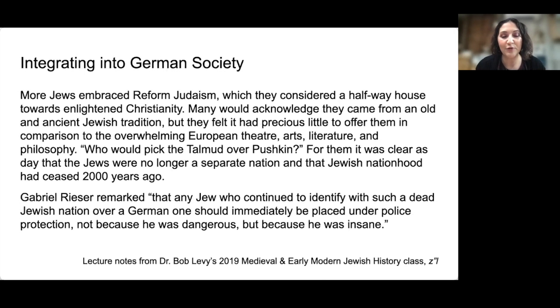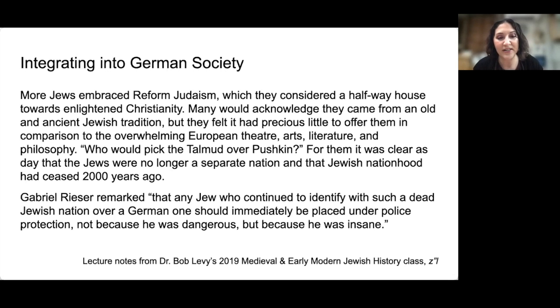More Jews embraced Reform Judaism, which they considered a halfway house towards enlightened Christianity. Many would acknowledge they came from an old and ancient Jewish tradition, but they felt it had precious little to offer them in comparison to the overwhelming European theater, arts, literature, and philosophy. Who would pick the Talmud over Pushkin? For them, it was clear as day that the Jews were no longer a separate nation and that Jewish nationhood had ceased 2,000 years ago.